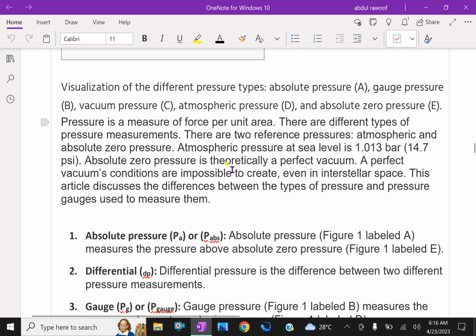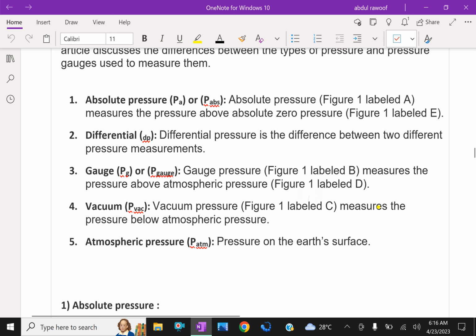Absolute zero pressure is theoretically a perfect vacuum. A perfect vacuum's conditions are impossible to create. Even in interstellar space, we cannot create a perfect vacuum. This article discusses the difference between the types of pressure and pressure gauges used to measure them.